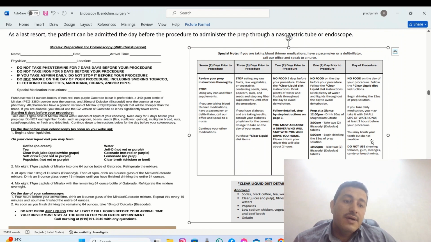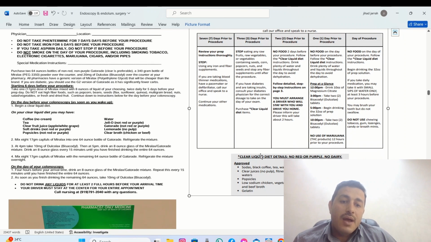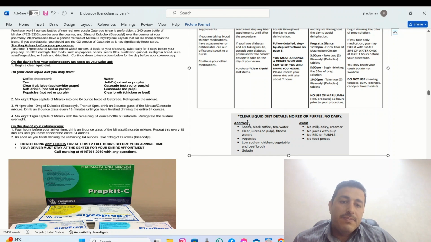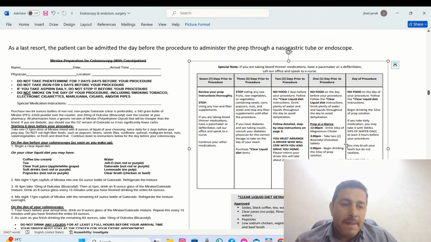Here is another regimen. You can see here, a nice picture, the clear liquid diet in detail. For example, what you can have and what you should avoid. You should avoid milk, dairy products, creamer, no juice with pulp, no red or purple juice, no food pieces. You can brush your teeth, but do not swallow it.